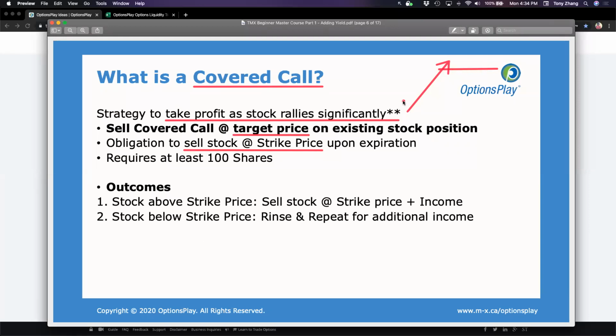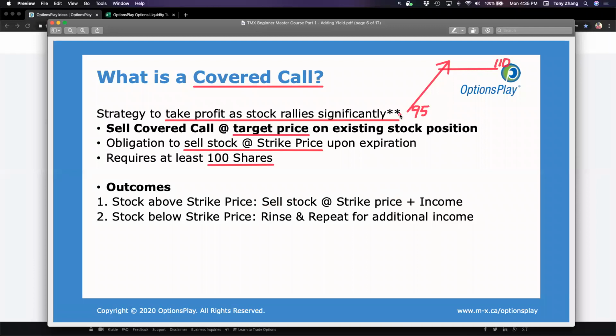That strike price, let's say, in the previous example, we said we have a $95 stock that we purchased. Maybe your target price on this particular stock is 110. You sell your covered call at 110, and this requires you to own at least 100 shares of the stock in order to sell a covered call. So this strategy is useful on any position that you have at least 100 shares of.